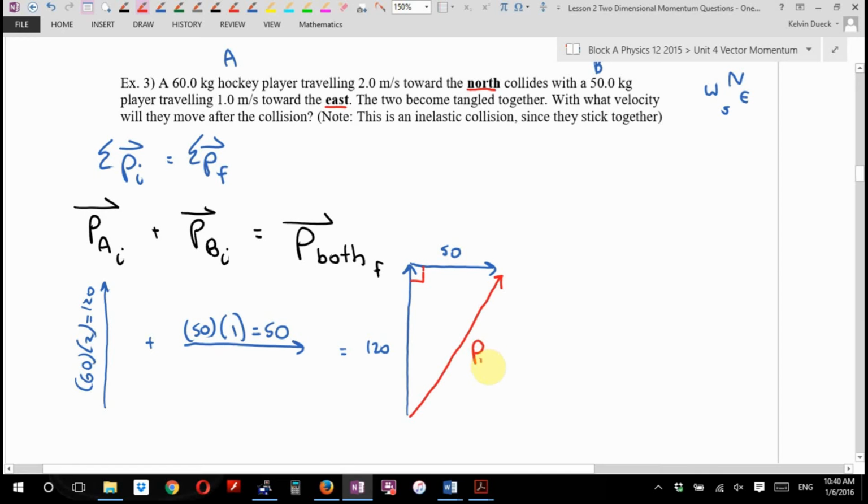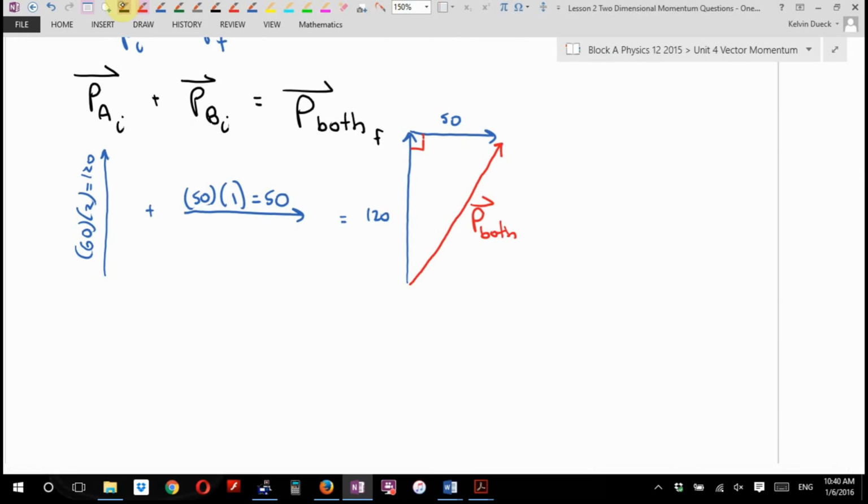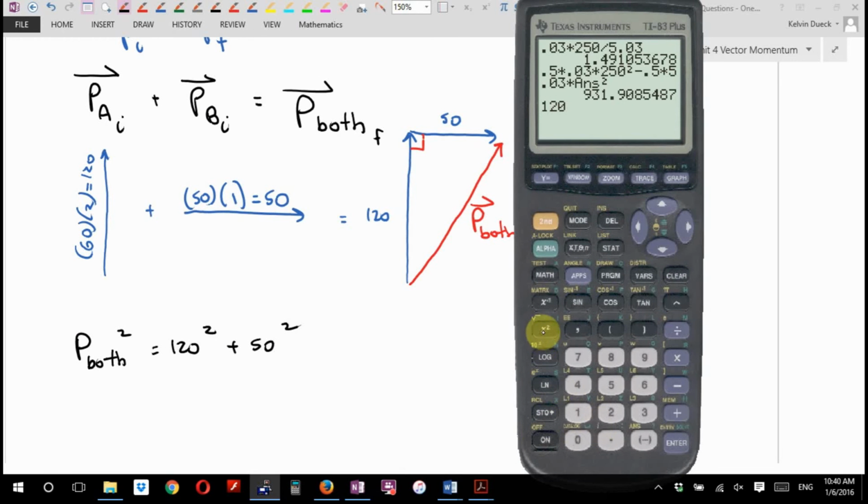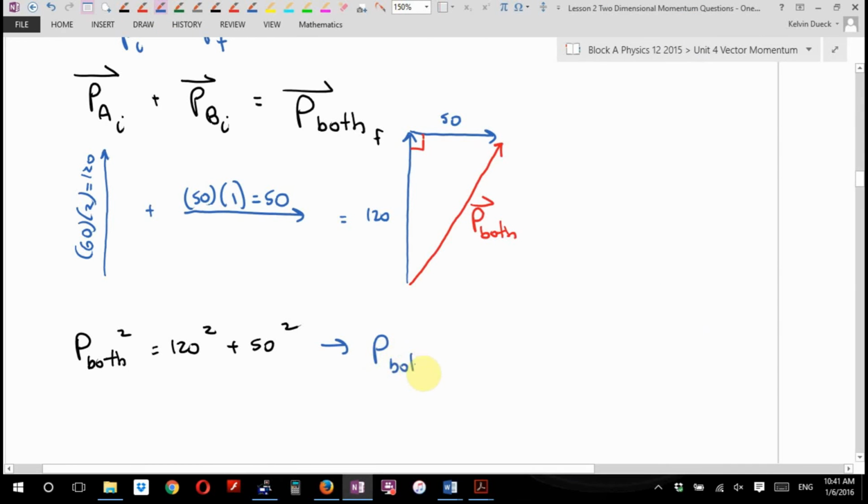I'm going to call this momentum both. I'll put the variable on there. So I can say this. Momentum both squared equals 120 squared plus 50 squared. Right? 120 squared plus 50 squared equals, I was really nice. I made this one work out evenly. I won't try and do that again because it's a pain. But I think this one, you get the final momentum of both is 130. Don't forget the square root. So I end up with momentum both final, 130 kilogram meters per second. And that's the magnitude of the momentum. I'll do the direction in a second.